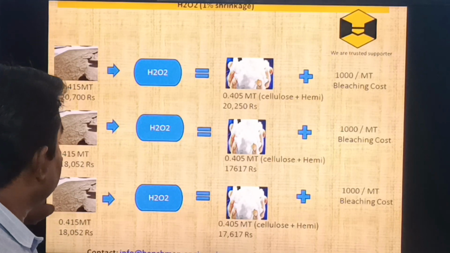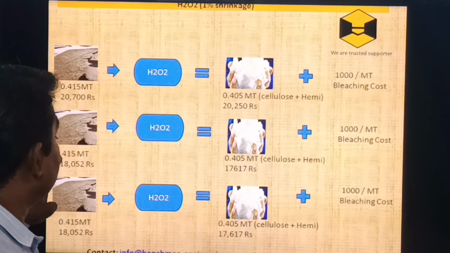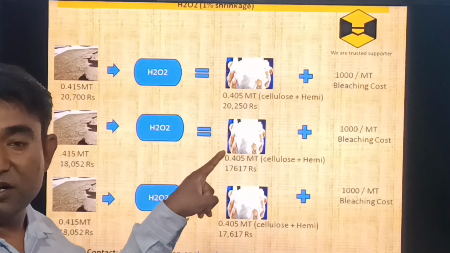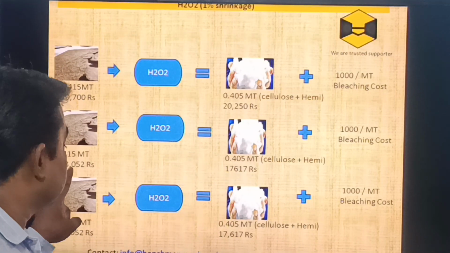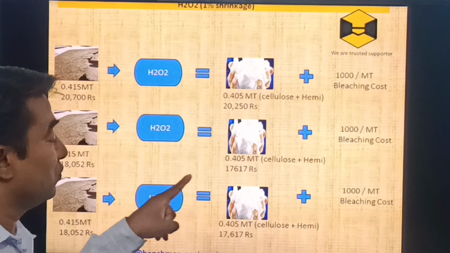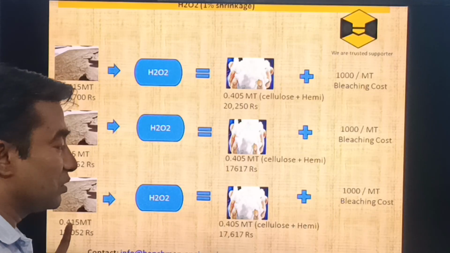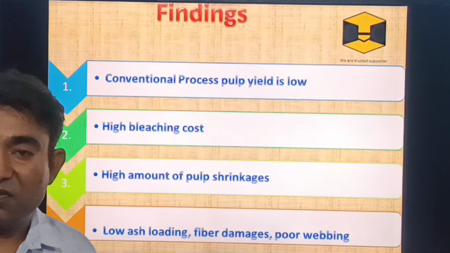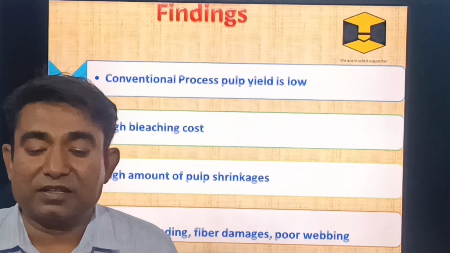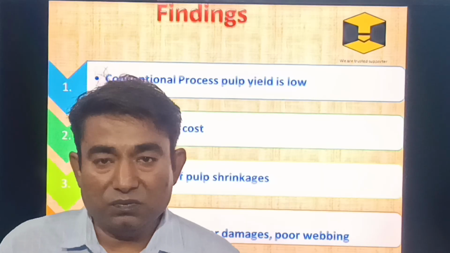So in the case of wheat straw, the pulp value has shrunk from 0.415 to 0.405. So the value has shrunk from 18,052 rupees to 70,617. The case is similar for the bagasse also. So in a nutshell, if you ask what the finding is, the conventional process pulp yield is very low.